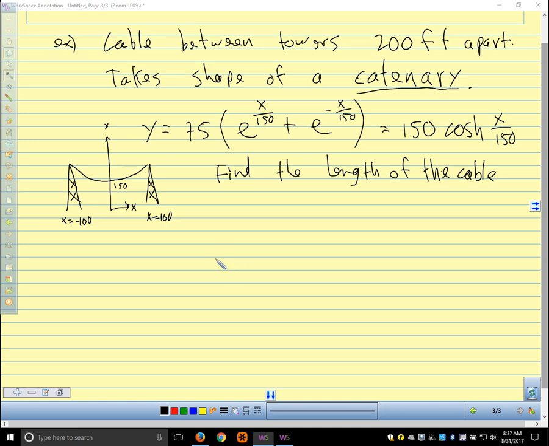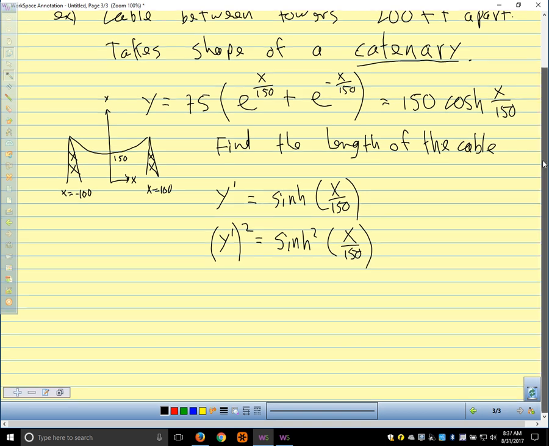All right, so since we've been working with hyperbolic trig functions, we need to find y prime to find our arc length. So what's y prime here? Isn't it sinh of x over 150? So we get the 150s canceling out. Y prime squared is sinh squared. And hyperbolic trig functions are a lot like regular trig functions. When you see a sinh squared, that's a good thing often.